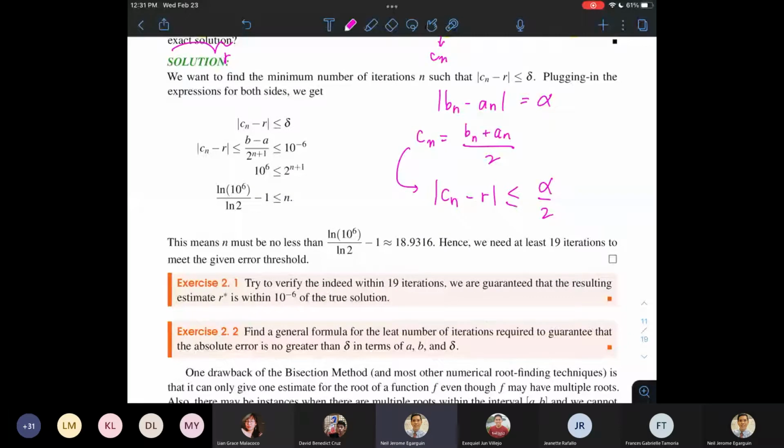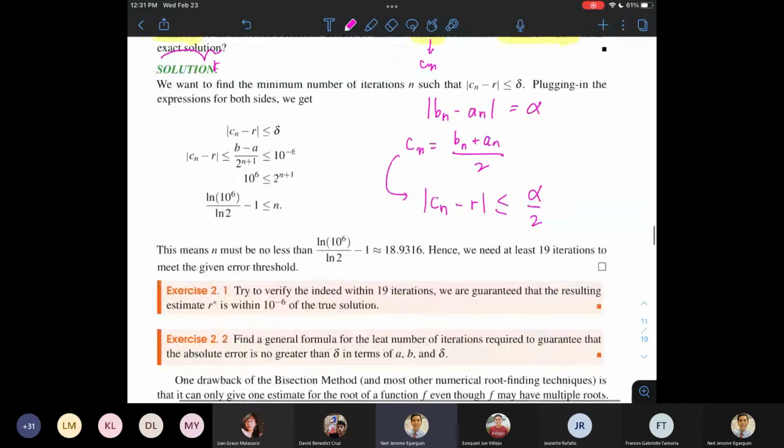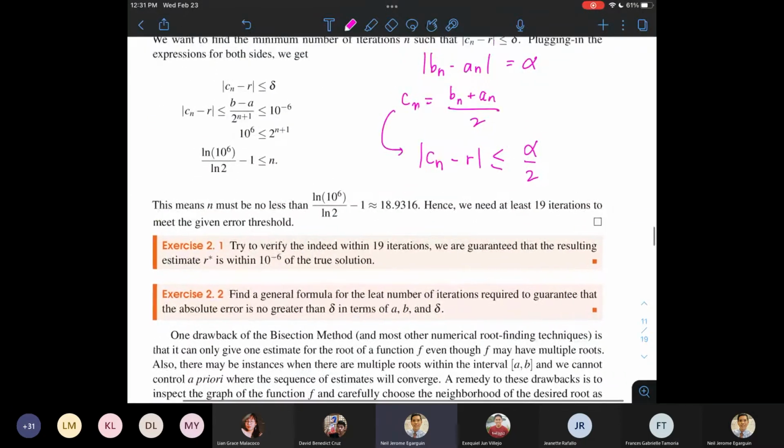Okay. So here are some practice problems that you can try. Hopefully, I hope you have started writing a code for the bisection method. Once you have written the code, you can verify example 2.1. Hopefully, you get the same figures as I did. Then, if you're bored, try exercise 2.1. In exercise 2.1, I'm asking you to verify that after or on the 19th iteration, the estimate is within 10 to the minus 6 of the true solution.